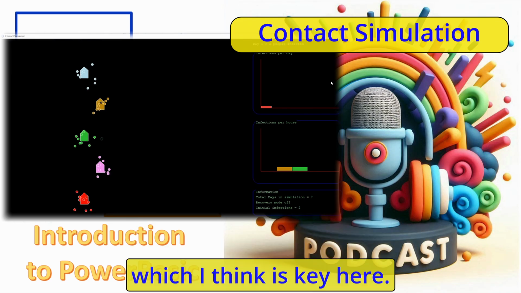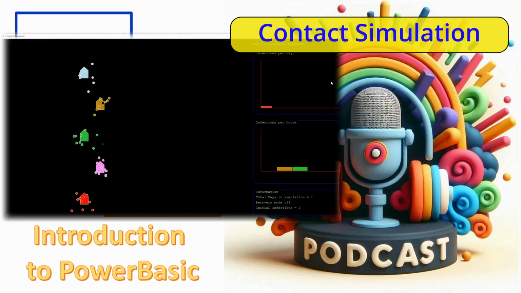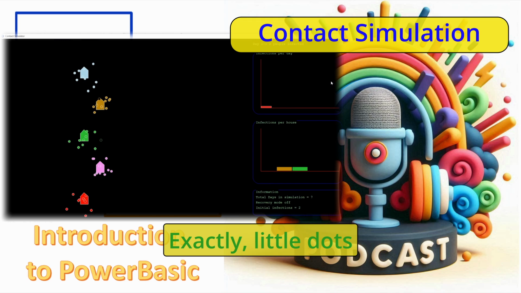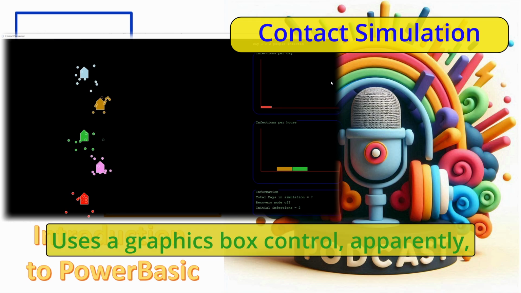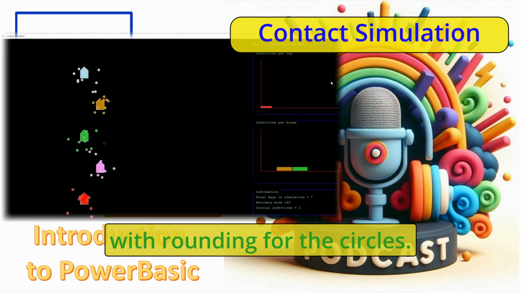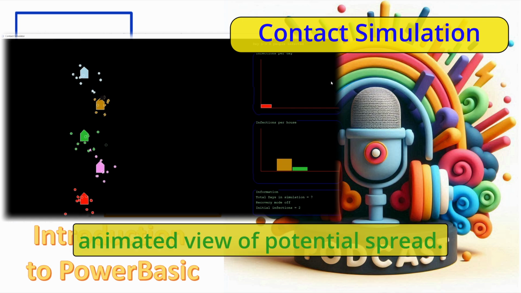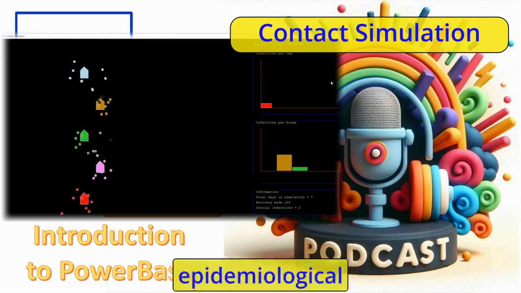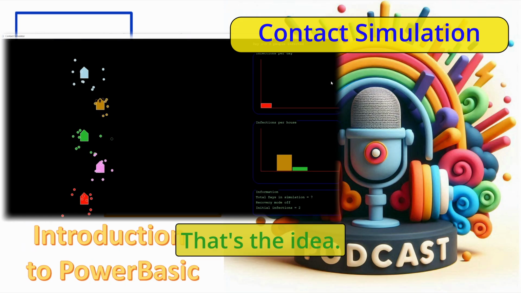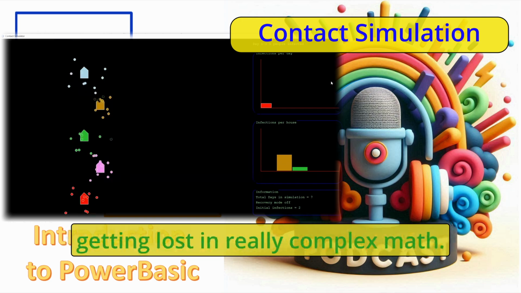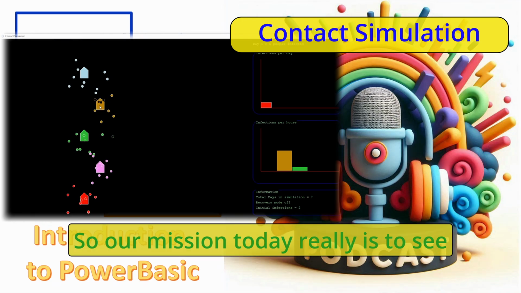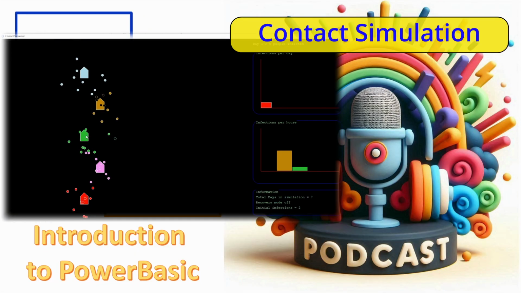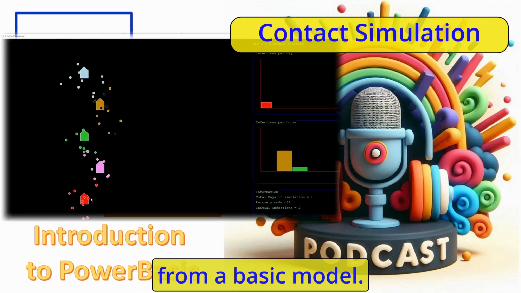And it's visual, which I think is key here. It's not just abstract numbers. The description says houses are like polygons, and the people are moving circles. Exactly. Little dots moving around in shapes. It uses a graphics box control, apparently, with rounding for the circles. It gives you an animated view of potential spread. It sounds like a way to make these epidemiological concepts a bit more intuitive. That's the idea. It helps grasp the dynamics without getting lost in really complex math. So our mission today really is to see what insights this simplified model offers about spread, about interventions. Right. Building that intuitive understanding from a basic model.